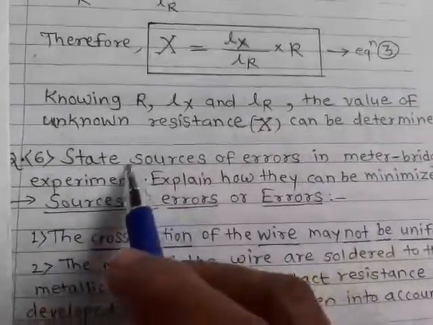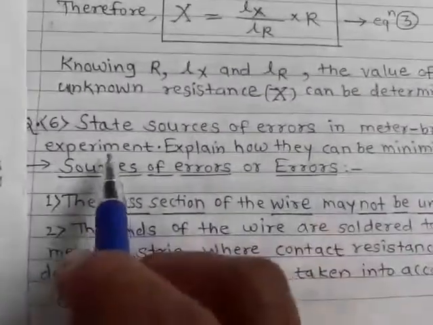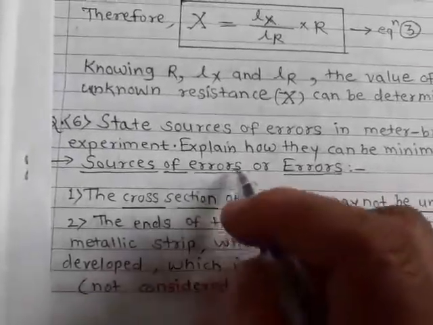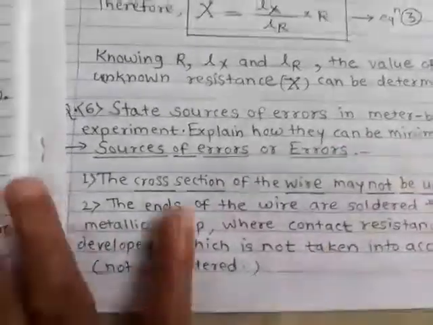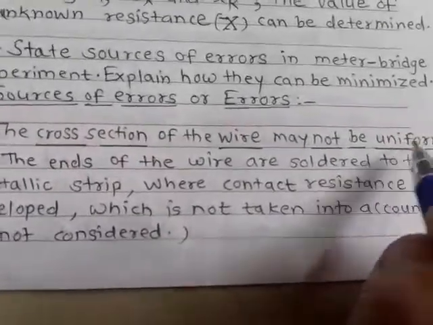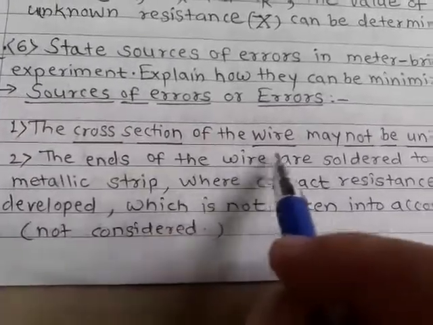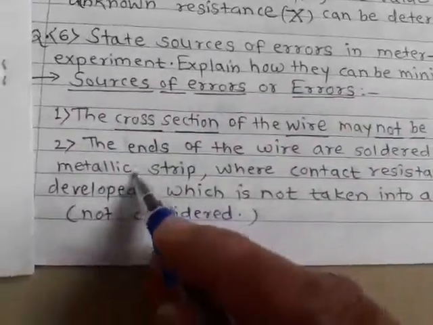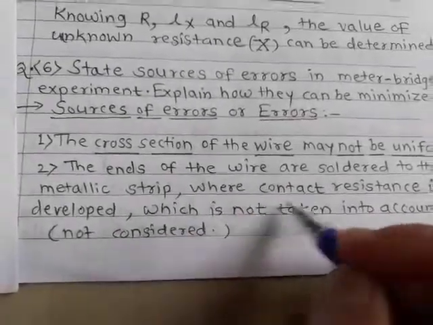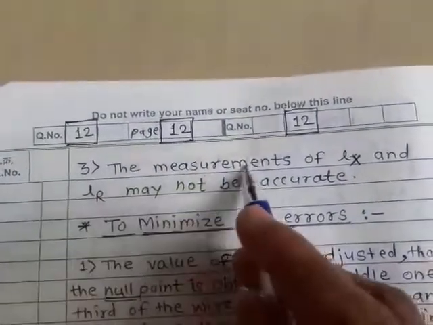Question number 6. State sources of errors in meter bridge experiment. Explain how they can be minimized. Sources of errors. Number 1. Cross-section of the wire may not be uniform. Number 2. The ends of the wire are soldered to the metallic strip where contact resistance is developed, which is not taken into account, that is not considered. Number 3. The measurements of Lx and Lr may not be accurate.